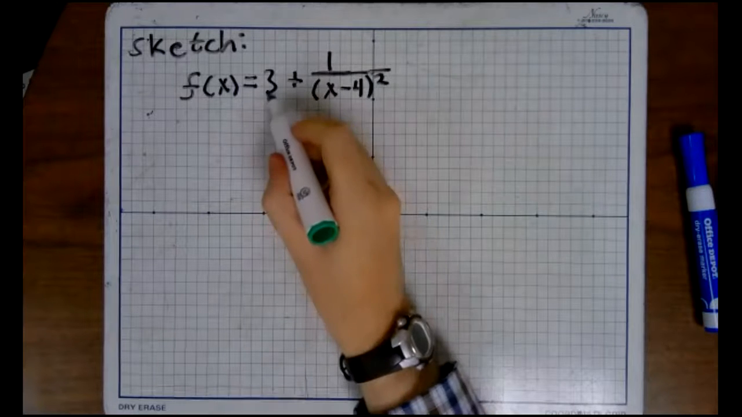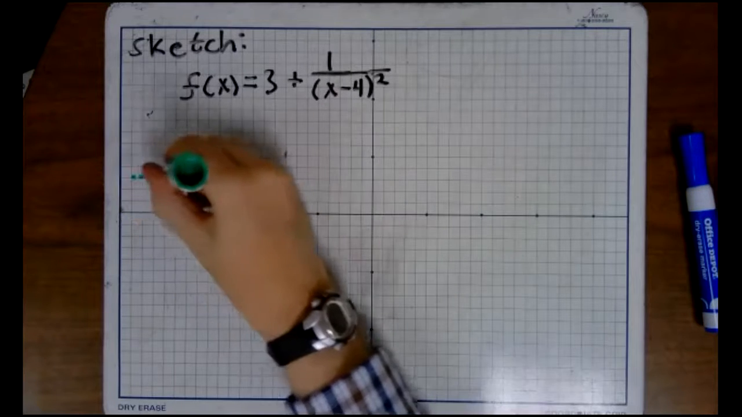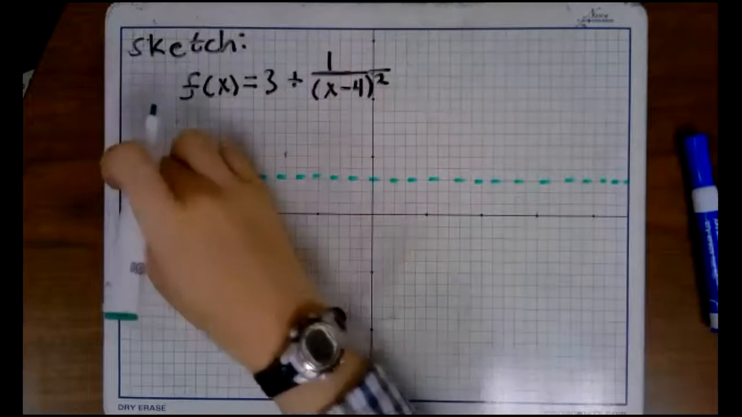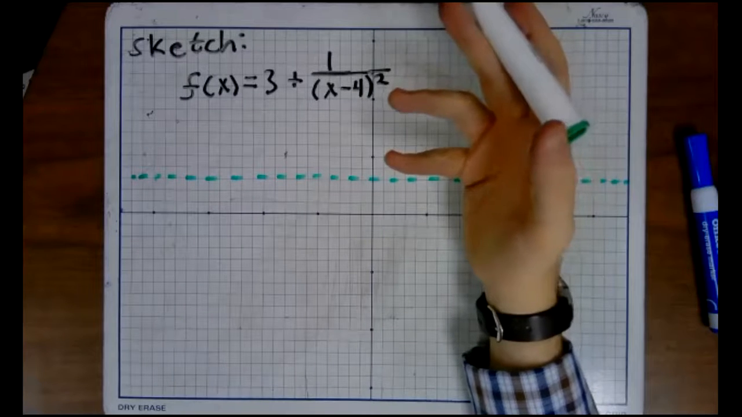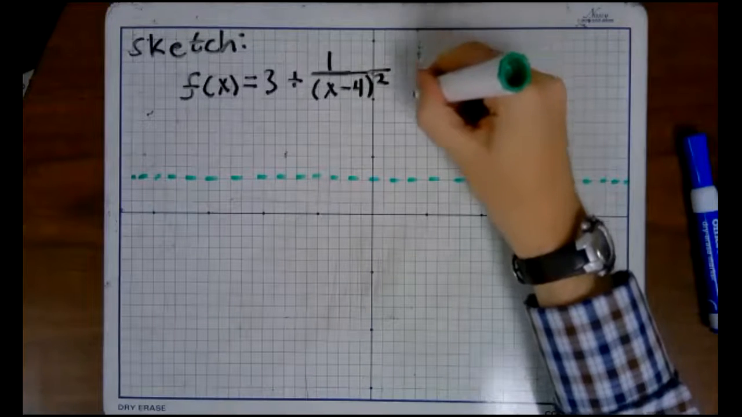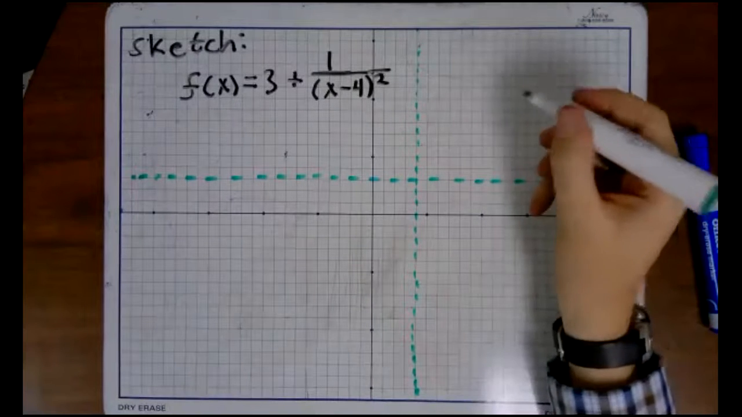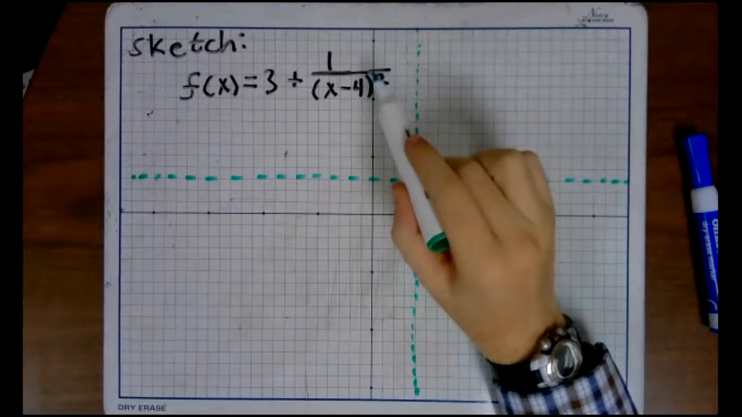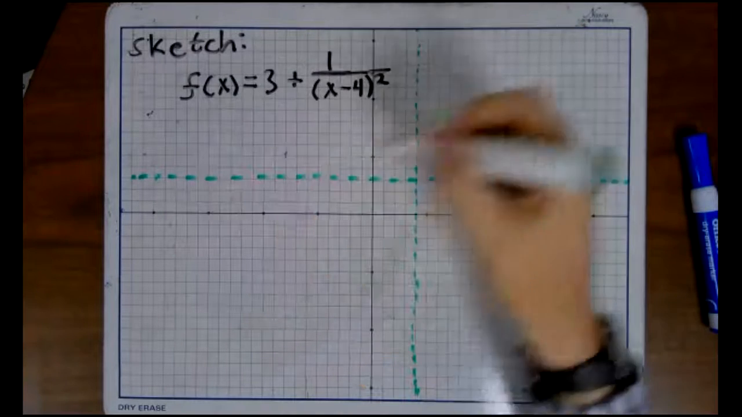Well, we know that this number here represents a vertical shift. So it's going to shift our whole function up by 3. This minus 4 represents a horizontal shift. It will move our function right by 4. Now, what shape will it have? Well, there's no vertical stretch here, so you don't need to worry about that. But it is a 1 over x squared function, so it'll have curves in these two regions here.